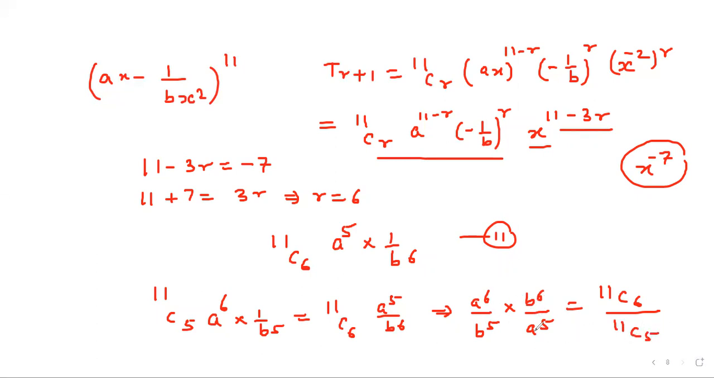So here b power 5 and b power 6 means b will be left here, a power 5 will cancel, and a will be left here. And 11C6 divided by 11C5 will give 1. Hence, we get ab equal to 1, which is our answer.